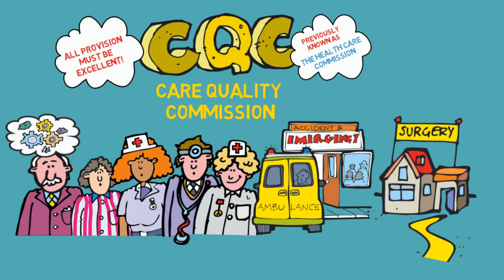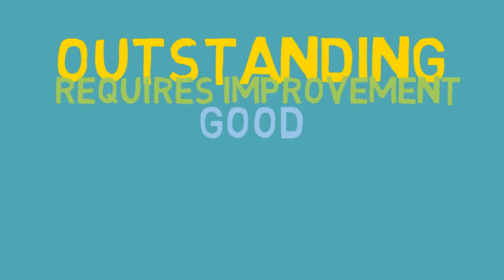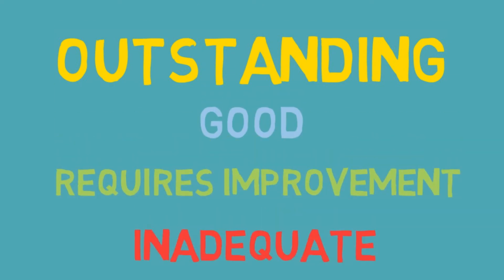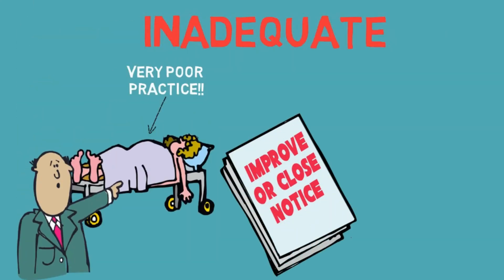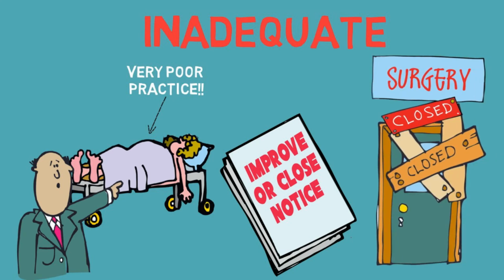The CQC rates each organisation overall as either outstanding, good, requires improvement or inadequate. Where services are regarded as inadequate, they have the authority to serve improvement notices or even to close an organisation down.